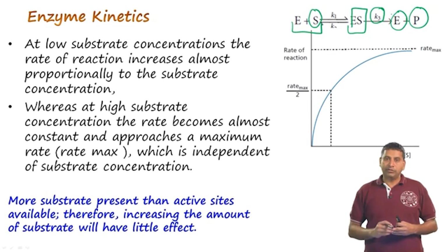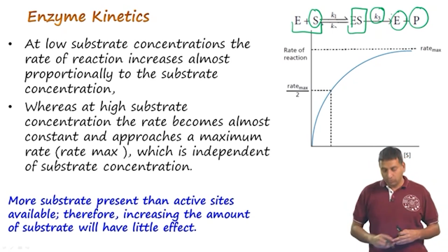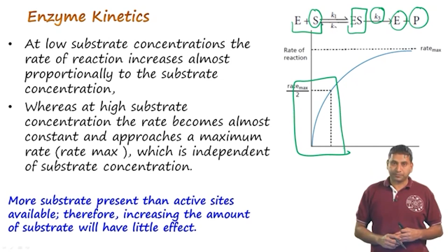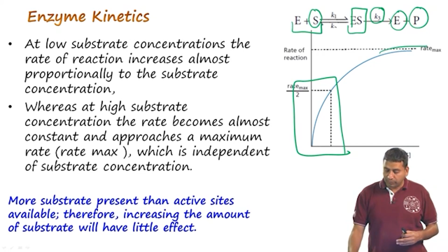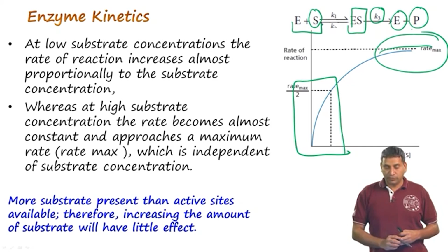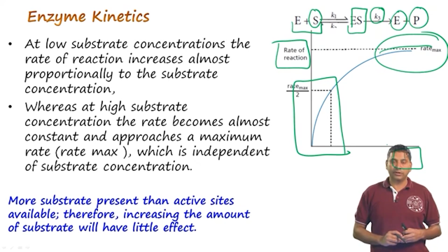We will look at the mathematics of this later, but you can think that at low concentrations of the substrate, the rate of the reaction almost increases proportionally to the substrate concentration, whereas at high substrate concentration it goes up and then it plateaus. The x axis and y axis of this plot are: rate of the reaction is in the y axis and the substrate concentration is in the x axis. At high substrate concentrations, the rate almost becomes constant and approaches a maximum.